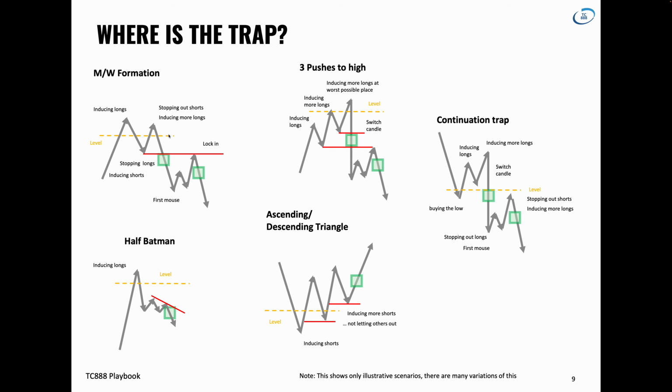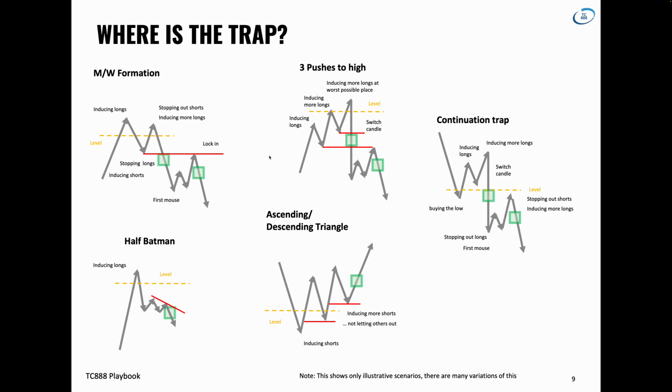So for a reversal, for example, an M formation or 3 pushes to the high, it's always the same logic. They induce longs, they stop out longs and induce shorts for the first mouse. They stop out the first mouse again, and then they lock it in with an engulfing candle and continue. So always think who is coming into the market, who is trapped, and what might be the large move.